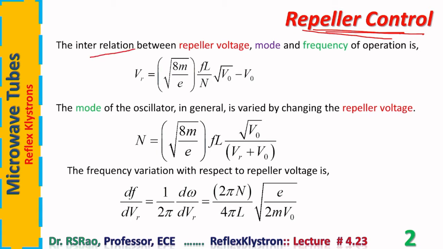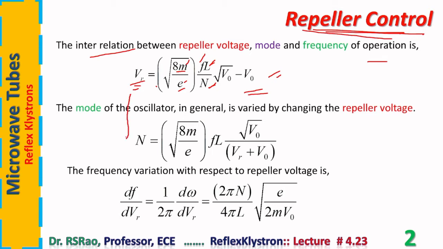The interrelation between various quantities of operation of the device can be found in the form of an analytical relation. VR equal to square root of 8m by e, F L by N, square root of V0 minus V0. VR stands for repeller voltage, m stands for mass, e stands for charge of the electron, F frequency, L length of the repeller region, N mode of the device, V0 is accelerating voltage.